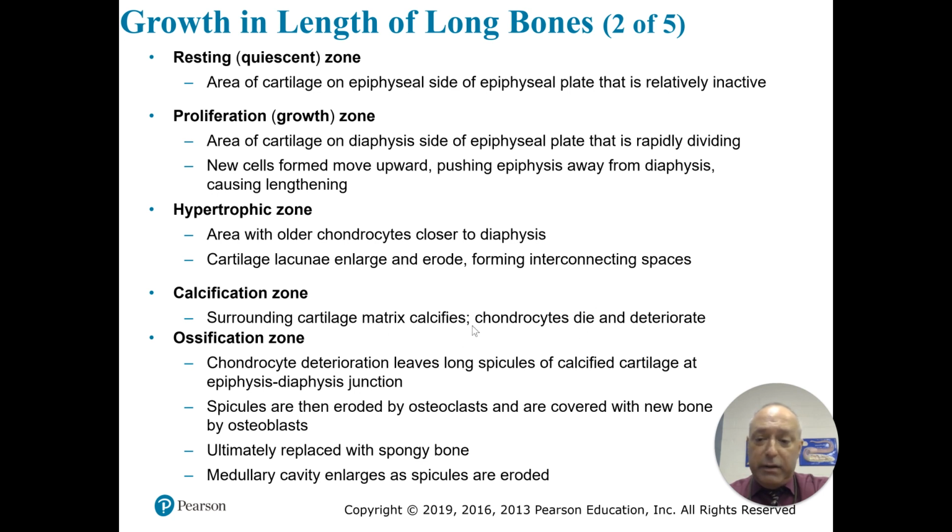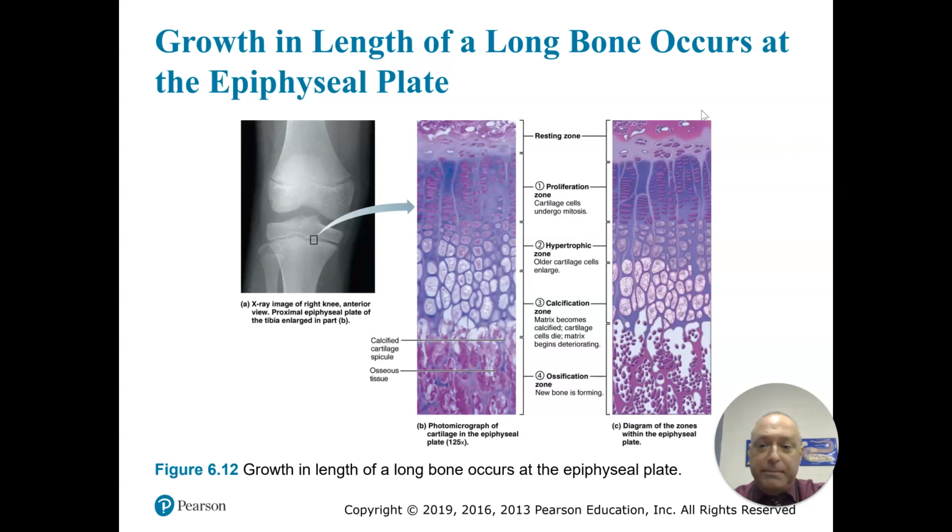Chondrocytes die and deteriorate and form as calcification. There is an ossification zone where the chondrocytes deteriorate, leaving calcified cartilage at the epiphyseal-diaphyseal junction. This is ultimately replaced by spongy bone, and the medullary cavity enlarges as spicules are eroded. So growth in length of a long bone occurs at the epiphyseal plates.